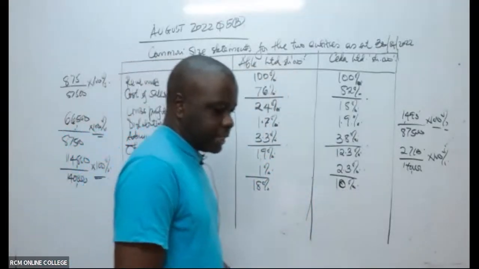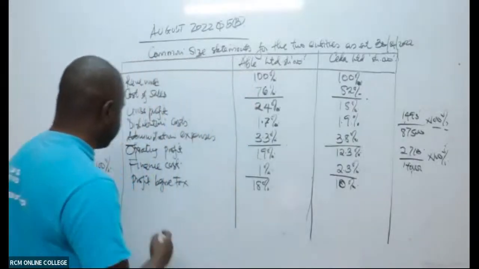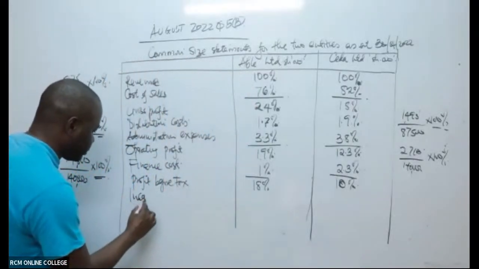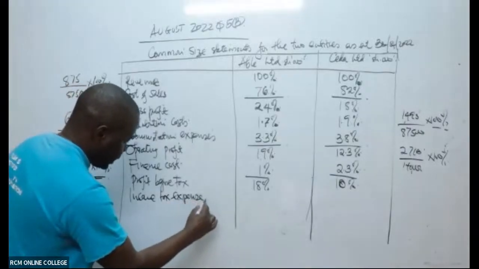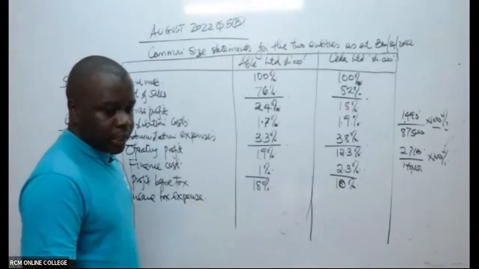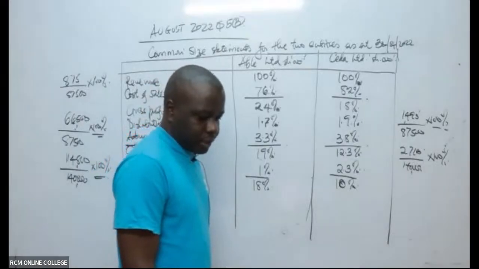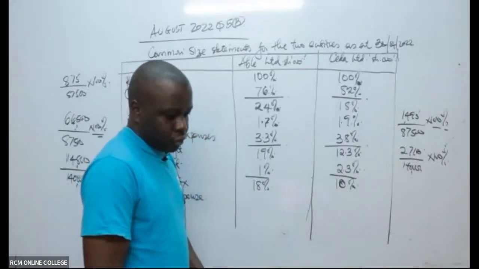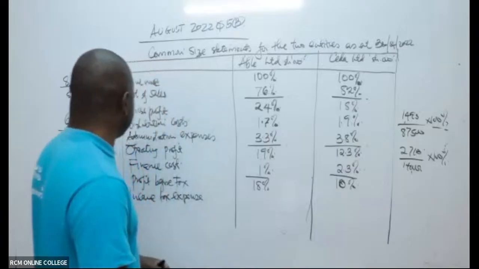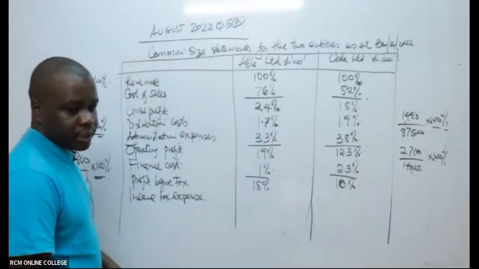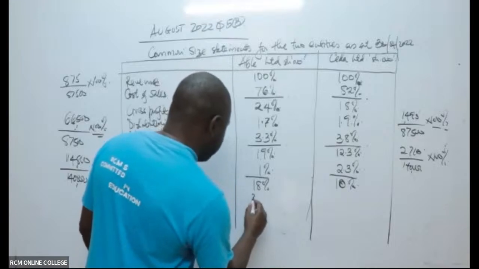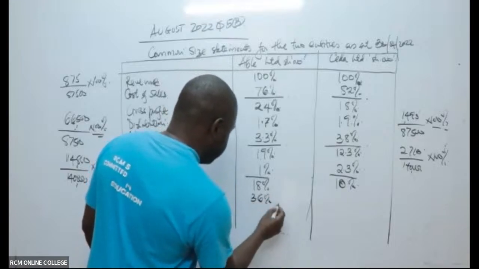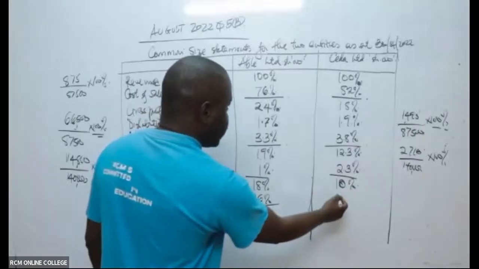Then the final item is income tax expense. So the income tax expense, you are getting what? You take 3150 over 87. Just the same procedure. Income tax expense, you're getting 3.6%.